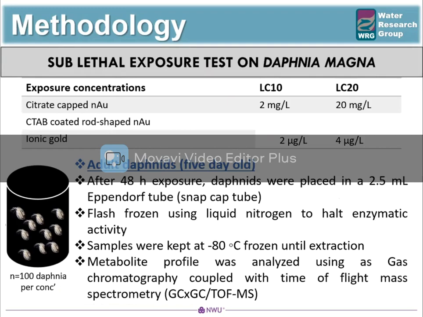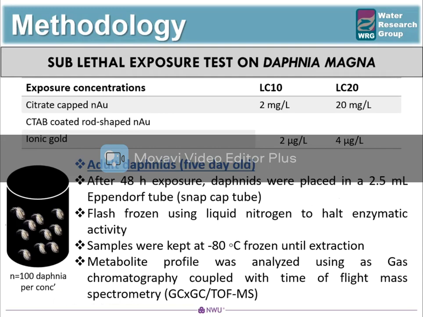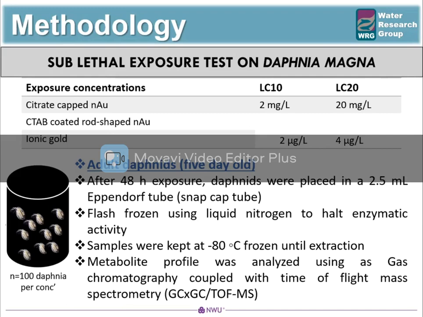For the sublethal exposure test, briefly, 10 replicates of 10 Daphnia per beaker were tested for LC10 and 20 for a period of 48 hours for all treatment groups, including the control. After 48 hours, Daphnia were placed in an Eppendorf and flash frozen with liquid nitrogen. Samples were kept at minus 80 degrees. The samples were taken for further metabolite extraction.